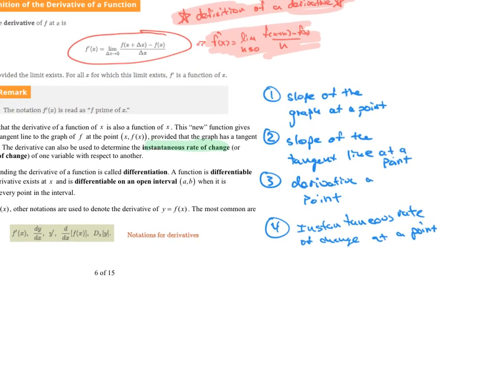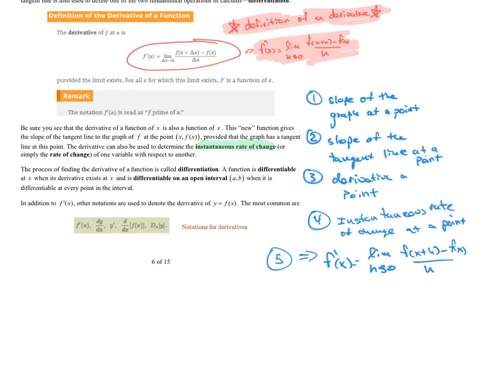Any of those questions, if they say find the slope of the graph at a point, find the slope of the tangent line at a point, find the derivative at a point, or find the instantaneous rate of change at a point, to us that means find f prime of x, the derivative, and right now the only way we know how to do that is using the definition, which is the limit as h approaches 0 of f of x plus h minus f of x all over h. All of those are the same thing.